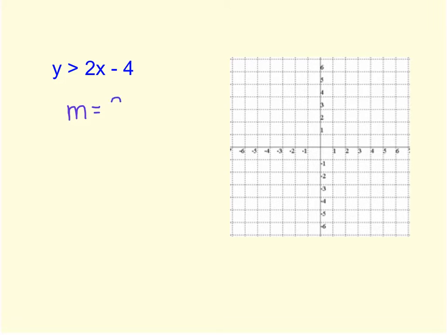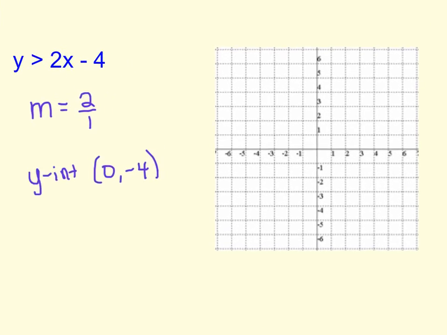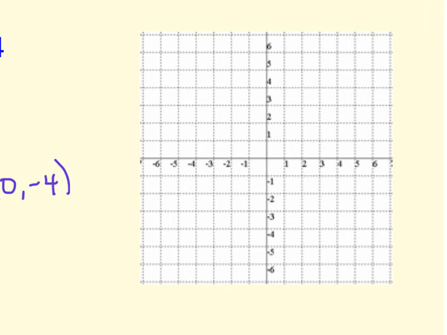So the slope is 2. I'll go ahead and make it 2 over 1. The y-intercept is that negative 4. So when we graph these, we'll go ahead and start with our y-intercept at negative 4. We're going to do a slope of 2, so up 2 over 1. So this part is no different than what we've been doing.